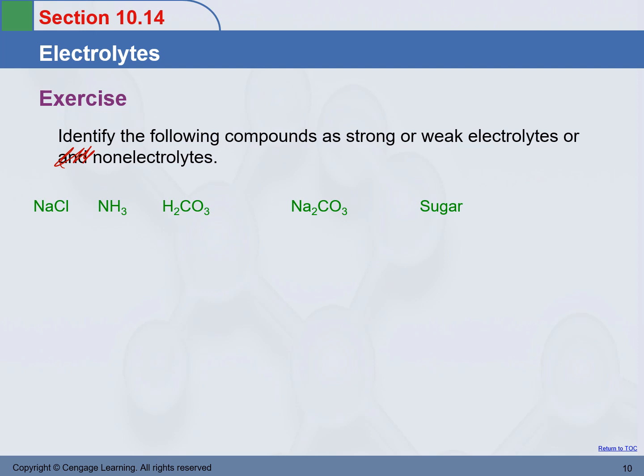How do you do it? Look at the formula, identify if it is a soluble salt, strong acid or base, weak acid or base. Soluble salts, strong acids, and strong bases are strong electrolytes. Weak acids and weak bases are weak electrolytes. Molecular compounds other than Arrhenius acids are non-electrolytes. So I will leave this question to you. Pause the video, complete them, and check the answer key later.